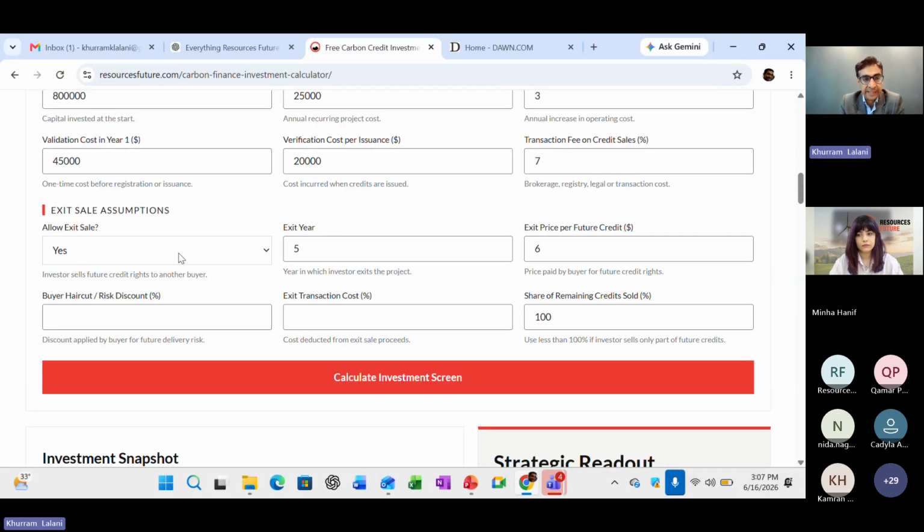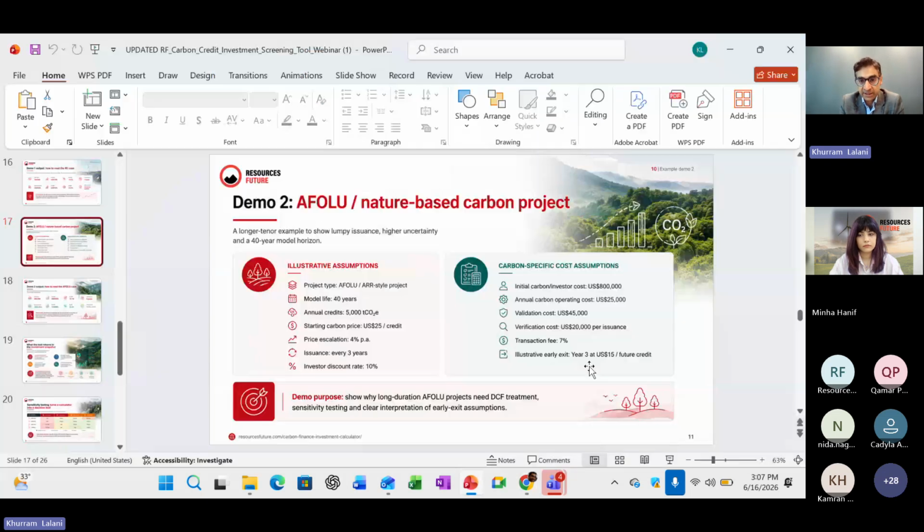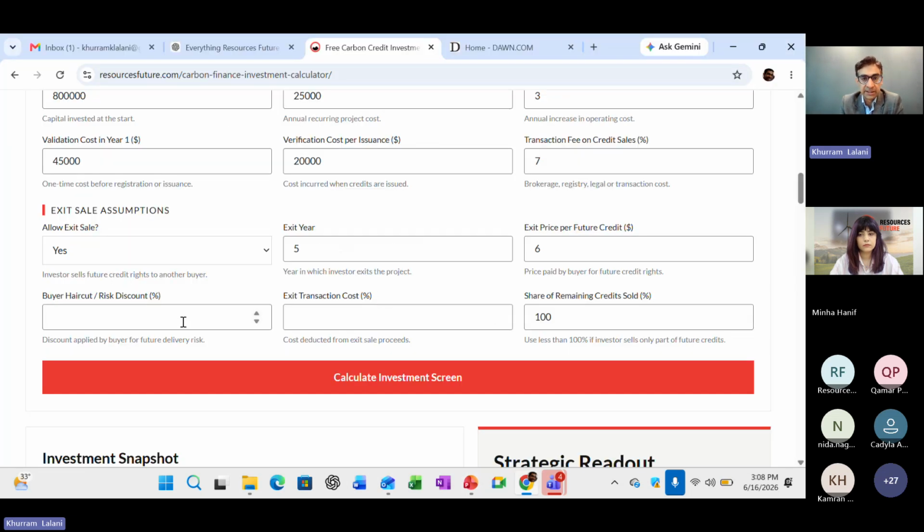Should we go with the exit strategy also? Let's suppose if we do. So allow exit sale, yes. When would be the exit strategy? We can say illustratively, we want an early exit in year 3 at $15 price. Normally the price is around, let's suppose the price is $25, but we want to just take it forward to a point where we say that, okay, all the credits that we have, we want to sell it early at $15 per credit. Now let's see what would be my impact.